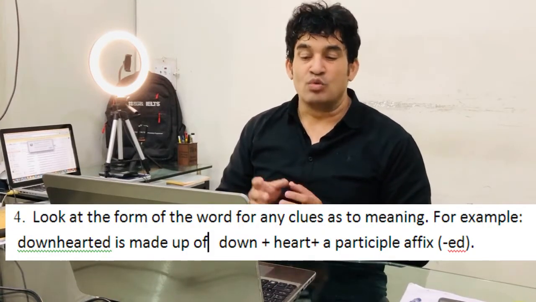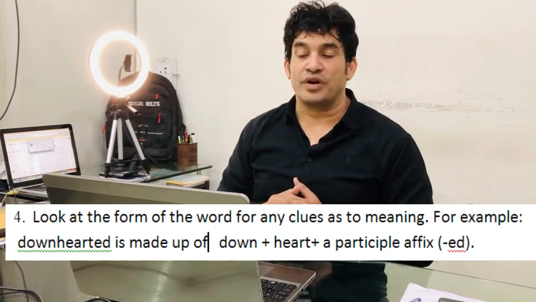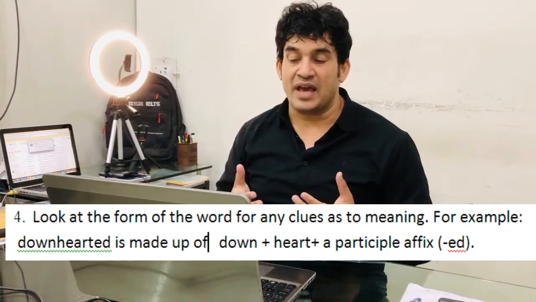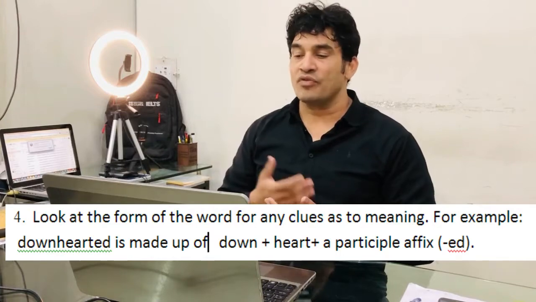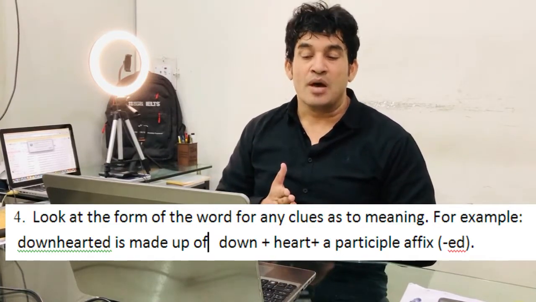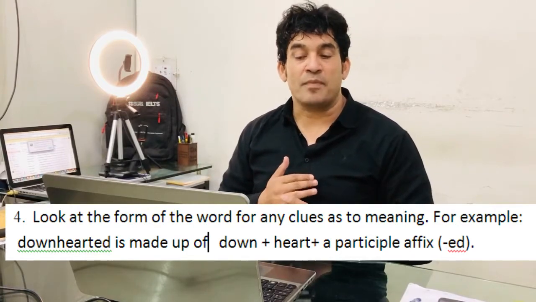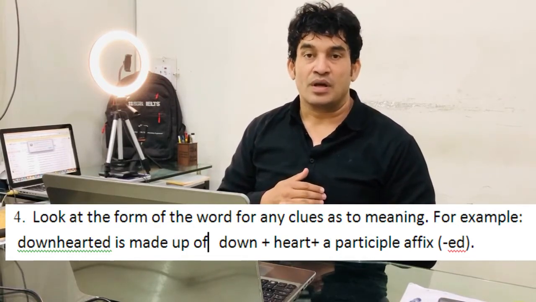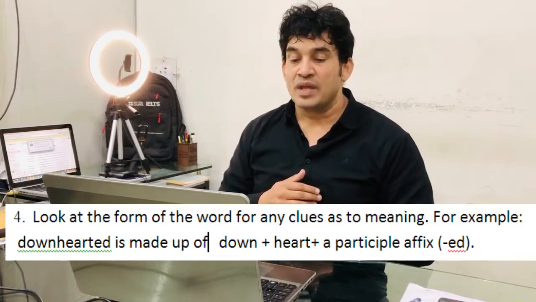Number four, look at the form of the word for any clues as to the meaning. For example, downhearted is made up of down plus heart plus the past participle affix ed. So you can make a guess about the meaning using these strategies.